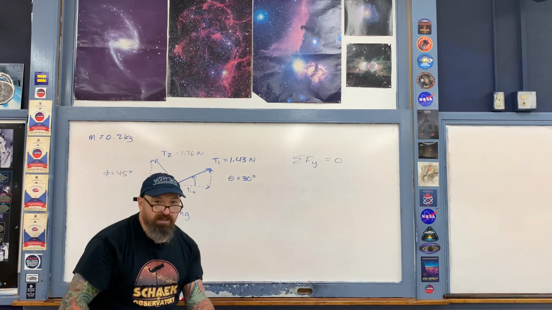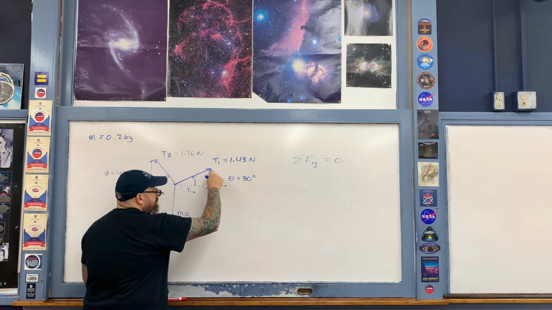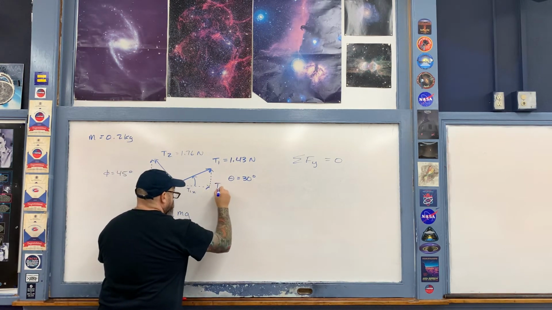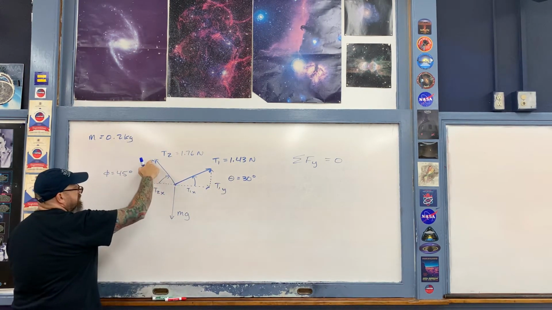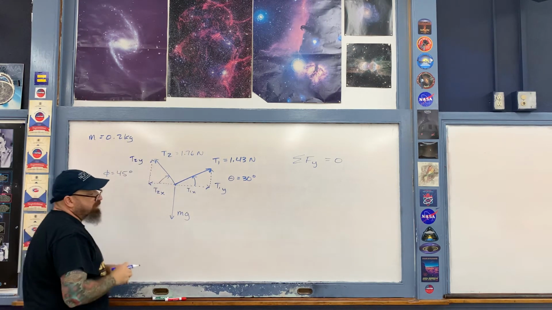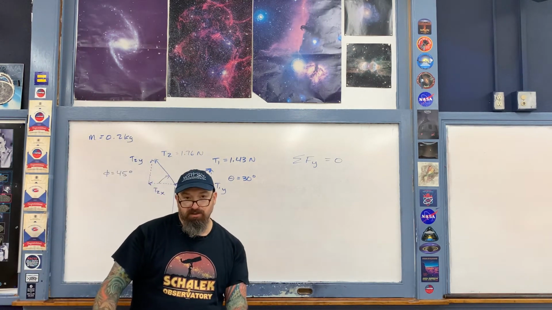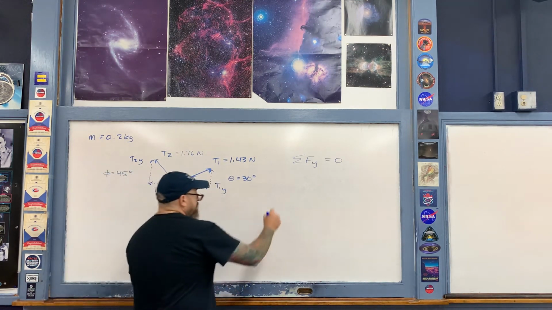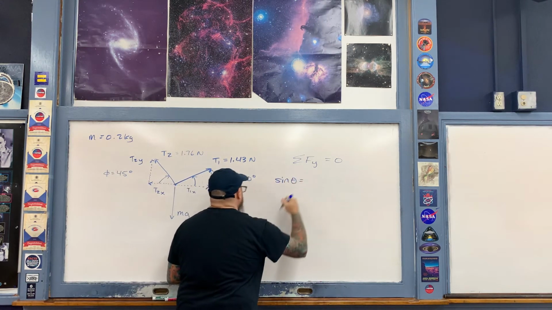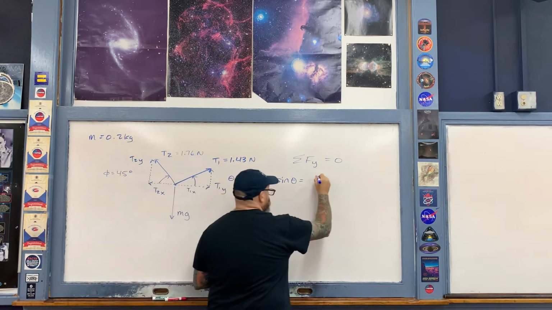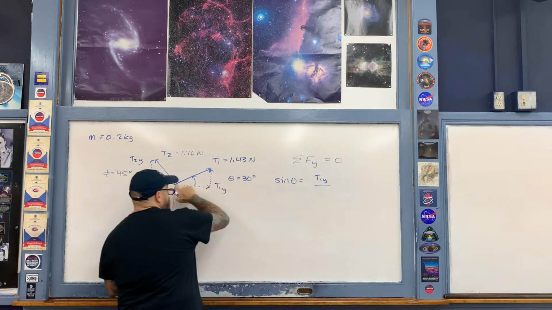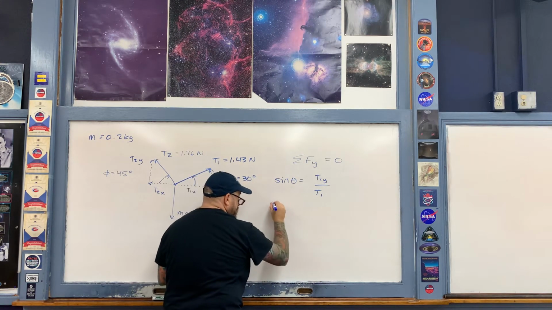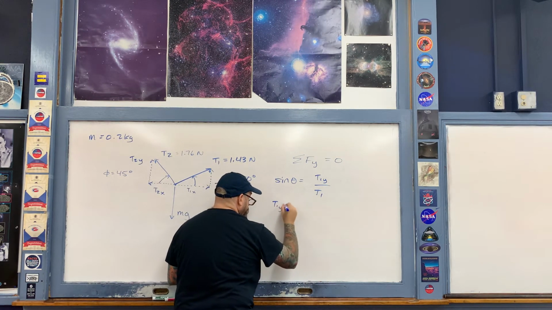So let's see if they do. I'm going to call this component of T1, T1 sub y, and this component of T2, T2 sub y. Once again, we're going to use a little bit of SOHCAHTOA to calculate those components, in this case specifically sine. So let's take a look at the angle theta. The sine of the angle theta is equal to the opposite side, T1 sub y, divided by the hypotenuse, T1. So let's move the T1 to the other side to get the y component all by itself.